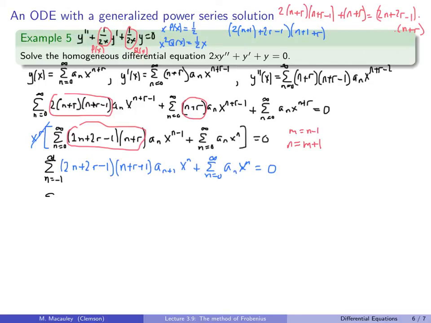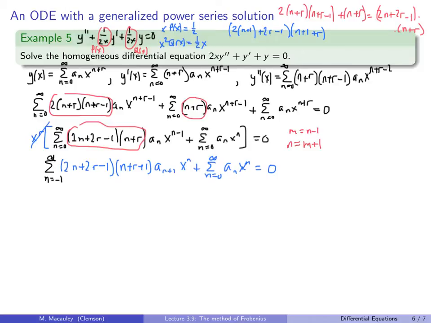Okay, so let's combine these terms. Oh, hold on. Before I can combine these terms, I can almost do it, but I have this extra n equals negative 1 term here that I don't have here. So I'm going to pick off that n equals negative 1 term over here. When n equals negative 1, I get negative 2 plus 2r minus 1. Is that correct? Yeah, so I get 2r.